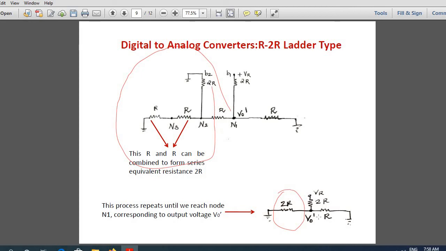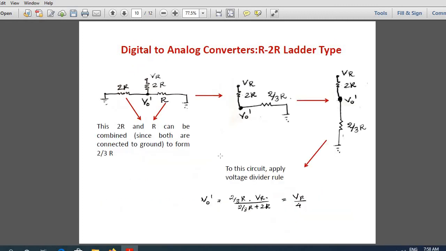Now, how can you find the voltage value of V0 dash? Once you reach a value like this, one more point you should understand is that it is through this resistance you are taking the output voltage. This R and this 2R are again in parallel. So you can form the equivalent resistance again. Look here. VR, this 2R will remain the same, and the effective resistance of 2R and this R is 2 by 3R.